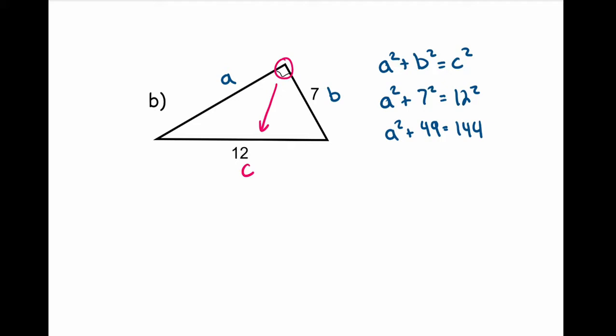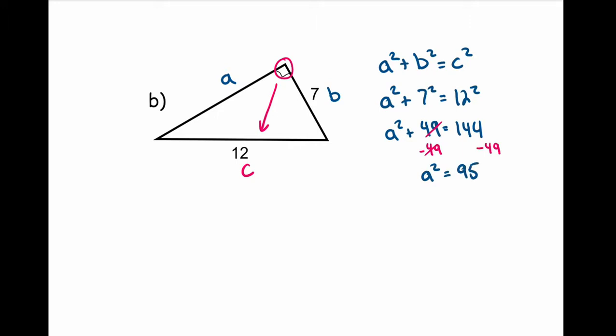Now I've simplified it as much as I can, I need to start using some of my algebra. I need to get the a squared by itself, so in order to do that, what I need to do is move this 49 over to the other side. In order to do that, I'm going to subtract 49 from the one side, which will cancel things out. I'll be left with a squared, and I do have to subtract it on the other side as well, and I end up with 95.